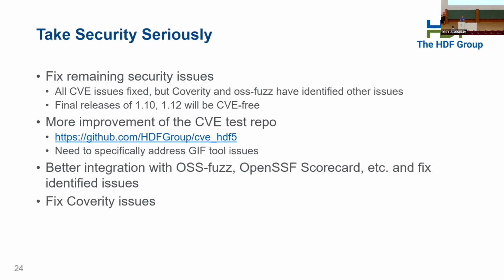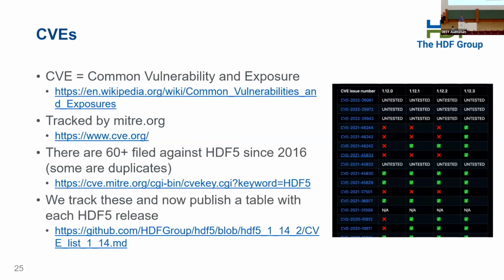So when it comes to taking security seriously, all CVE issues are fixed. We still have Coverity and OSS-Fuzz issues that show up. Most of them are obscure; they're things that happen during error paths and things like that. The final releases of 1.10 and 1.12 will be CVE free. We've got those ready and they are CVE free now. And we have something you can look at: there's a file inside of every maintenance branch that shows you which versions of the library are affected by which CVE issues. So if you need to know, that's where you can go look.